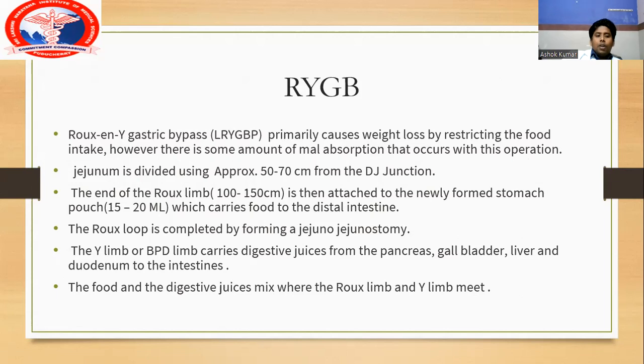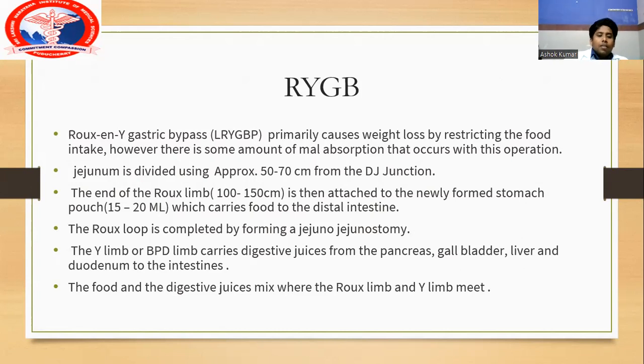So basically, in this surgery you will divide the jejunum from the small intestine approximately 50 to 70 centimeters from the DJ junction. You will bring the divided jejunum upwards, and this limb is called the Roux limb. The length of this Roux limb is approximately 100 to 150 centimeters. If you have a Roux limb length of 150 centimeters, you will achieve more malabsorption and more weight loss. So if the patient has severe obesity, you will use the 150 centimeter Roux limb.